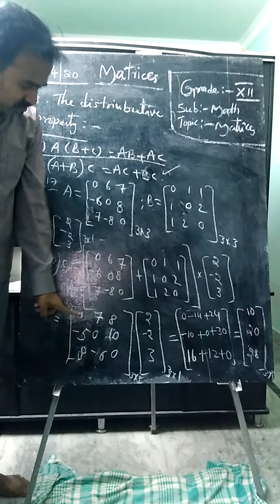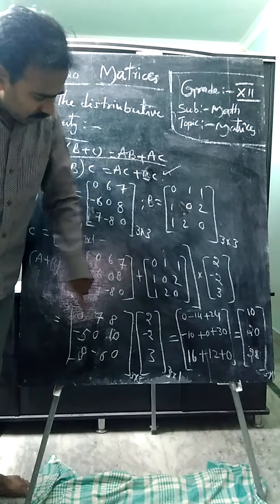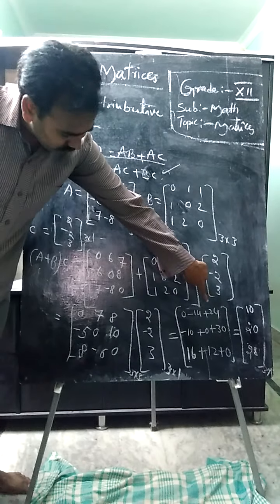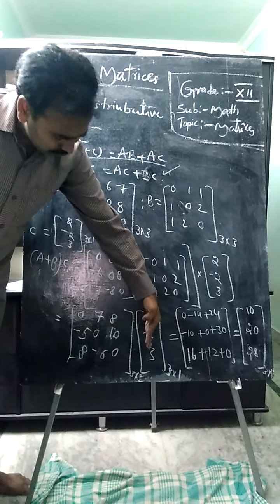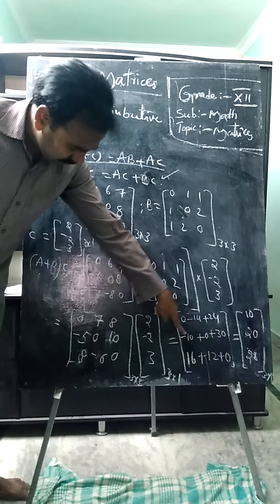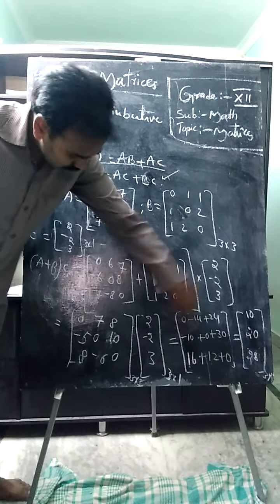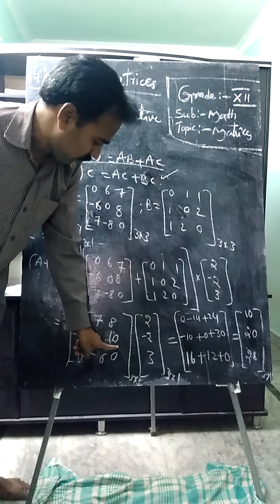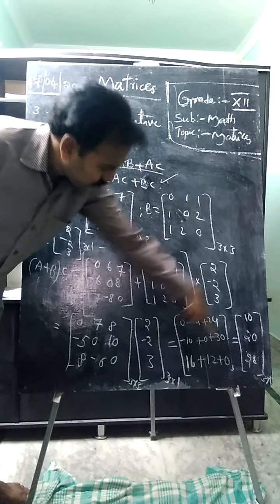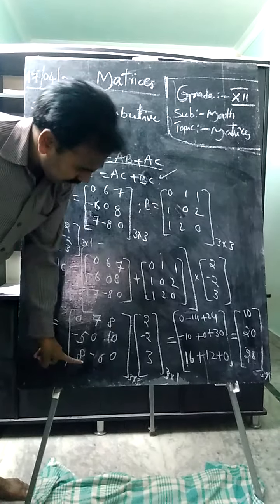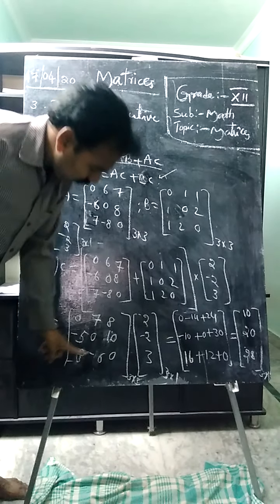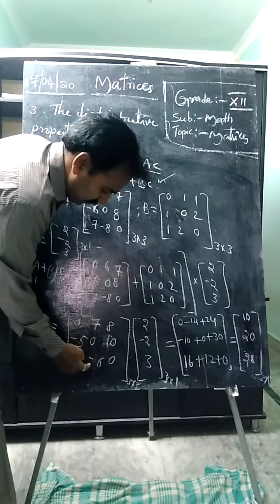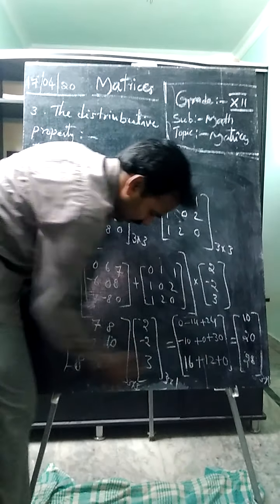Yes, friends? Yes. 0 into 2, 0, plus 7 into minus 2, minus 14, plus 8 into 3 is 24. Row into column, row into column. Again, minus 5 into 2 is minus 10, 0 into minus 2 is 0, again 10 into 3 is 30. Row into column, again similar. 8 into 2 is 16, minus 6 into minus 2 is plus 12, 0.